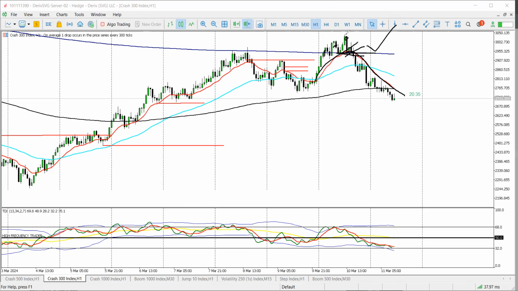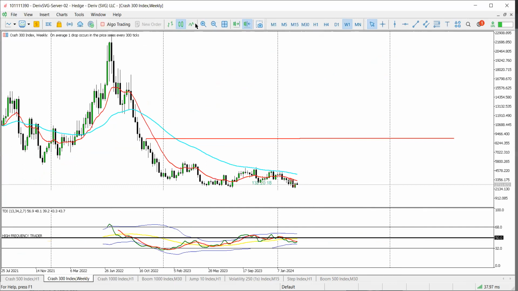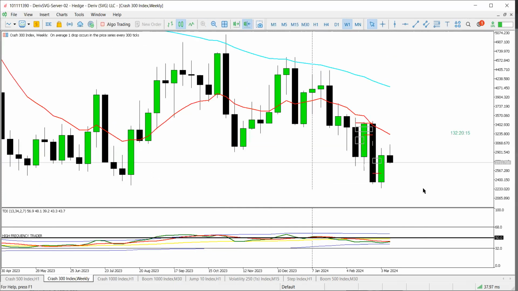So from yesterday, huge explosive move down. The retracements have been so small. So what could potentially happen today? I'll jump to the weekly chart again. Zoom in to see the candles.